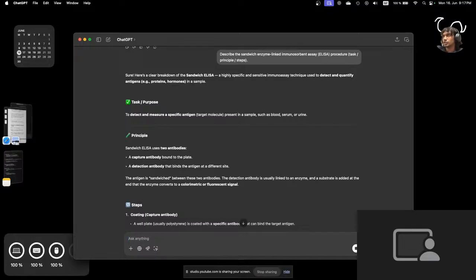To detect and measure a specific antigen present in a sample such as blood, serum, and urine, sandwich ELISA uses two antibodies: a capture antibody bound to the plate, and a detection antibody that binds the antigen at a different site. The antigen is sandwiched between these two antibodies. The detection antibody is usually linked to an enzyme, and a substrate is added at the end that the enzyme converts to a colorimetric or fluorescent signal.